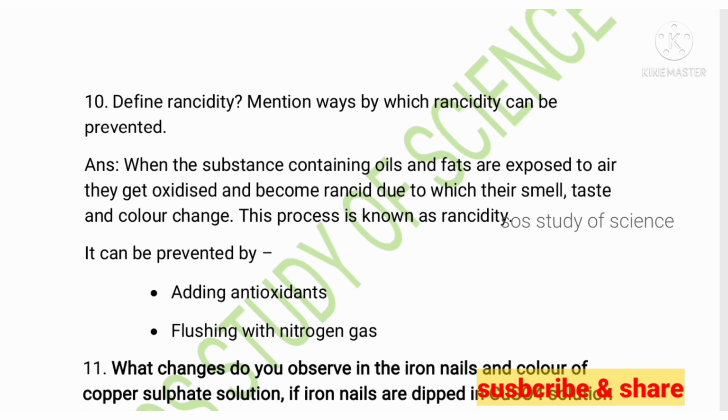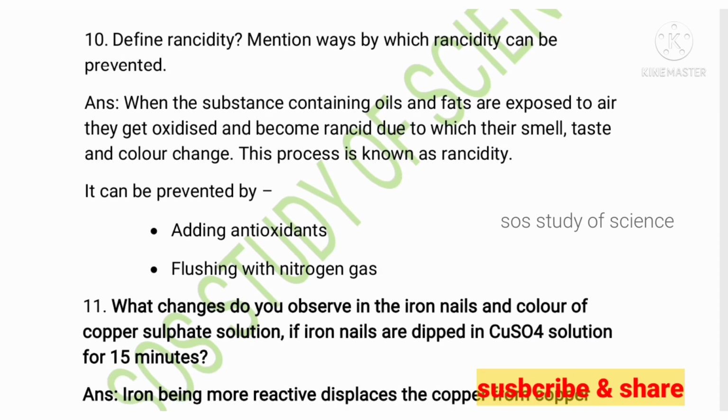In the examination, they can ask you to write some methods to prevent rancidity. See, we can add antioxidants to prevent rancidity, and by flushing nitrogen gas into chips packets, we can avoid rancidity. That means we can avoid the food being spoiled, and also we can keep the food in a tight container. We can keep the food in the refrigerator. All these are the ways by which we can prevent rancidity.